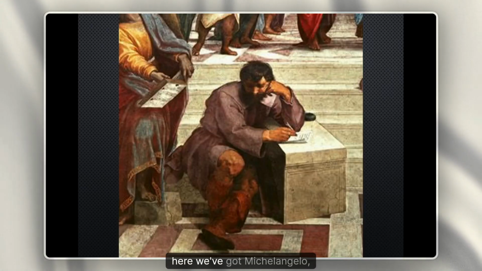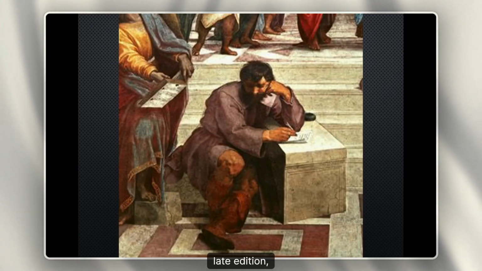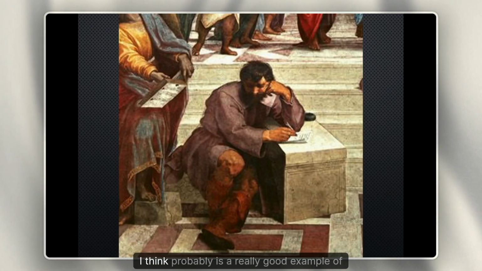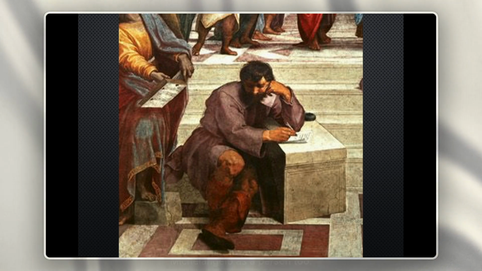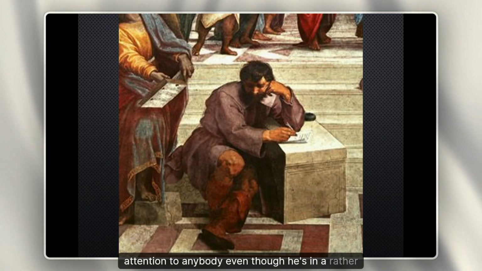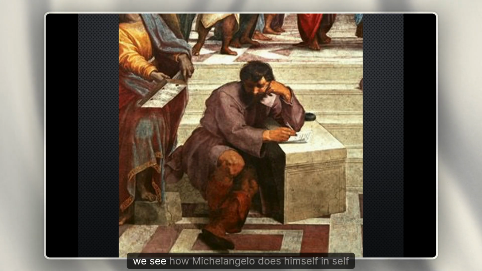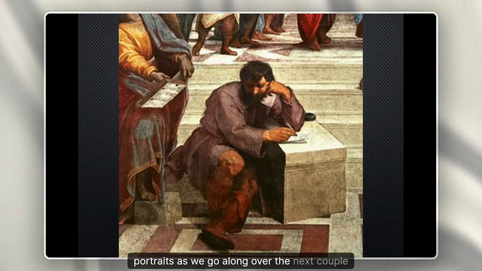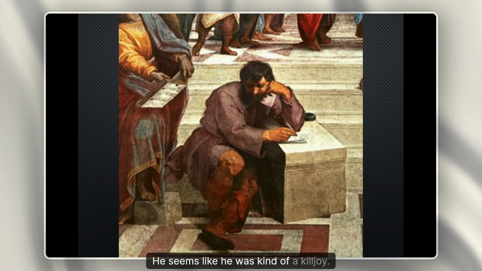Here we've got Michelangelo, a late addition, but I think probably a really good example of Michelangelo as a person too. He seems like kind of a grump who's not paying attention to anybody, even though he's in a rather social situation. We'll see how Michelangelo does himself in self-portraits as we go along over the next couple weeks. He seems like he was kind of a killjoy.